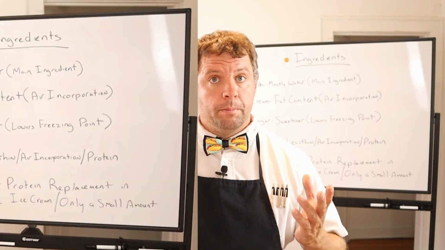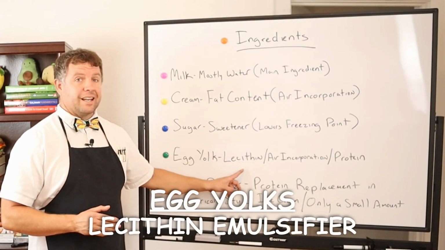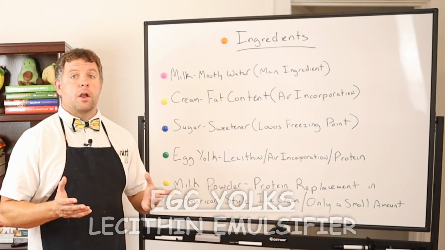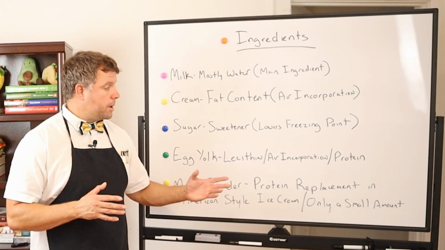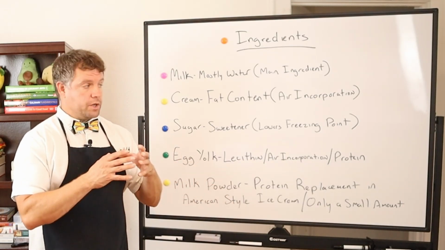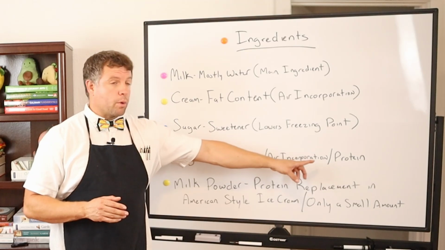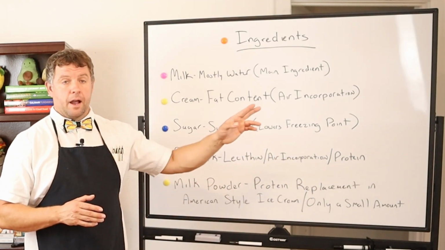Then we have egg yolks, which help with air incorporation, but they also contain lecithin, which is a very strong emulsifier which binds water molecules to other molecules within the formula to prevent them from recombining with each other and forming large ice crystals. Egg yolks also contain protein, which helps with this as well, but I'll get back to that here in a few minutes when we're making the ice creams.